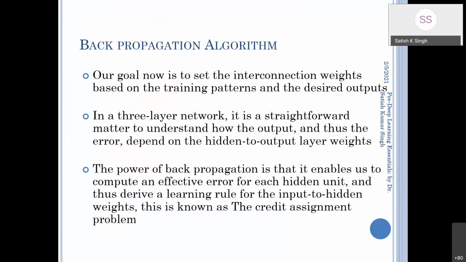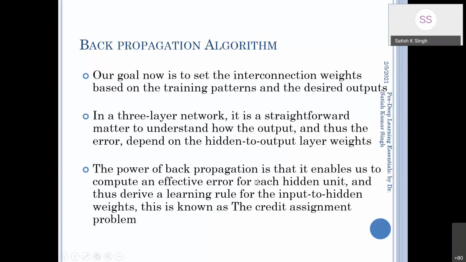But due to the development of the back propagation algorithm, our goal now is to set the interconnection weights, how to tweak the values of the W matrix, based on the training patterns and desired output. It means we have labeled data or ground truth. On that basis, we have to set the value of W. In a 3-layer network, it is straightforward to understand how the output, and thus the error, depends on the hidden to output layer weights.